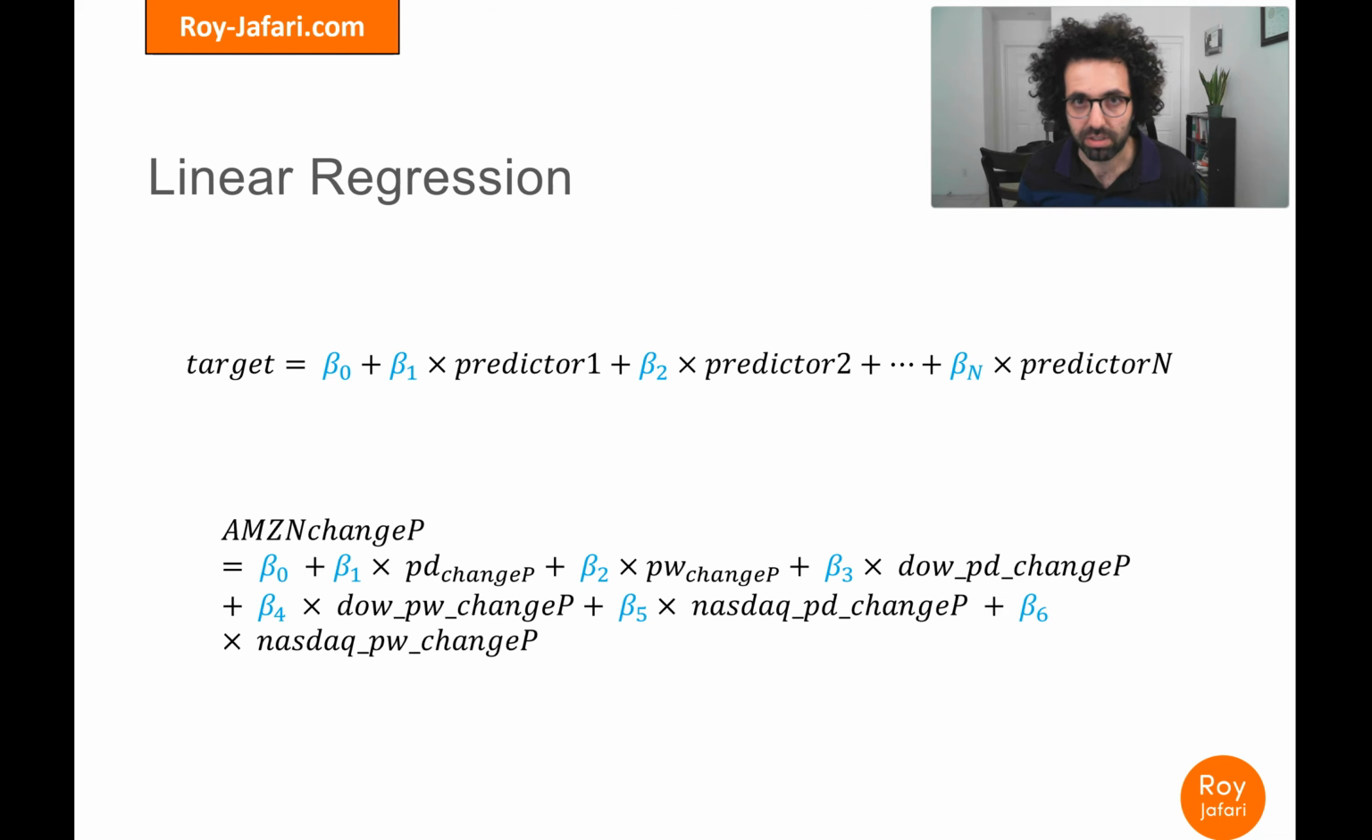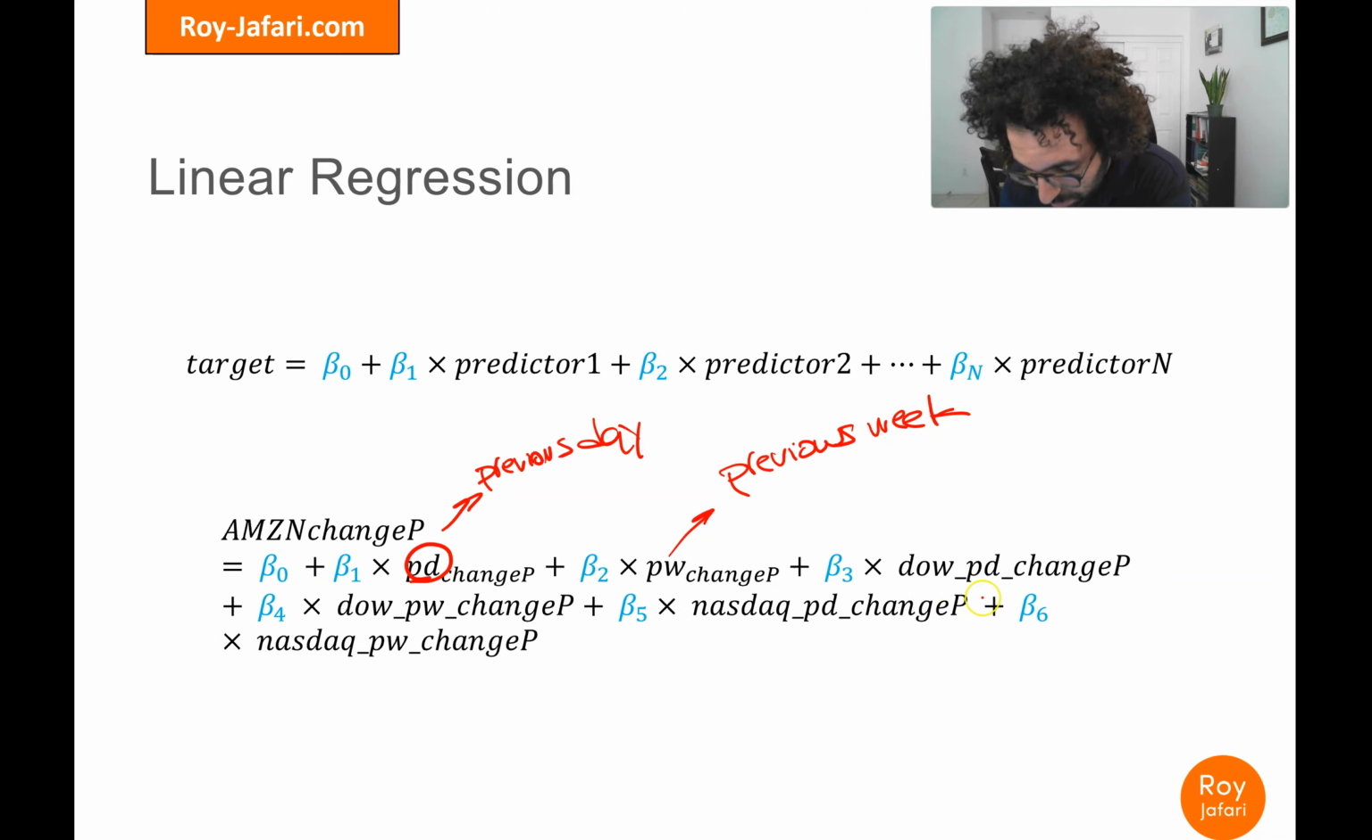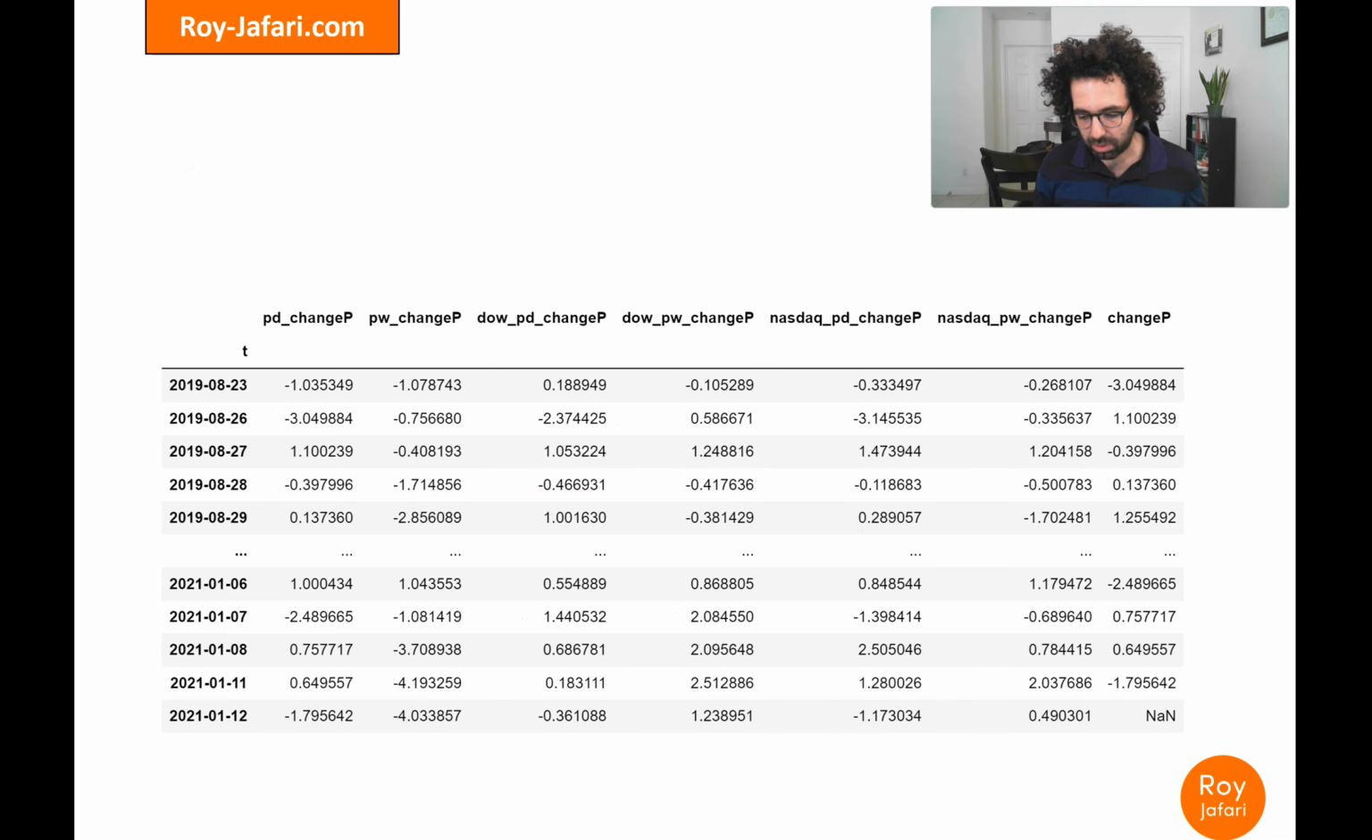In this example, we're going to focus on a data set using historical stock market data to predict the next day Amazon stock market change percentage. That's the equation that we have. We've got the Amazon stock market change percentage for the current day, and then the change percentage for the previous day. PD stands for previous day. Then we've got the previous week change percentage, which is for Amazon again, and the Dow Jones previous day change percentage, the Dow Jones previous week change percentage, and the NASDAQ previous day change percentage, and also the NASDAQ previous week change percentage. We're going to see if we can use these independent attributes to predict this dependent attribute. And of course, this is our data.